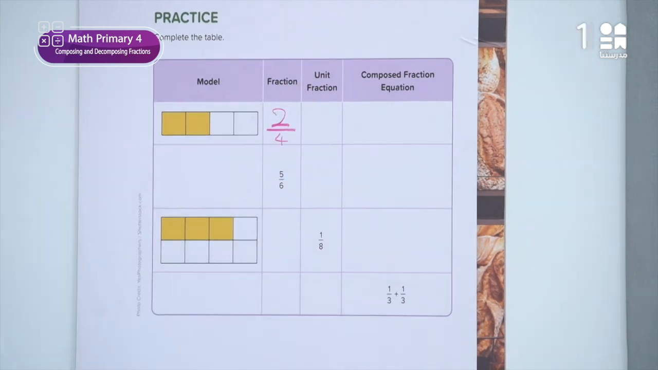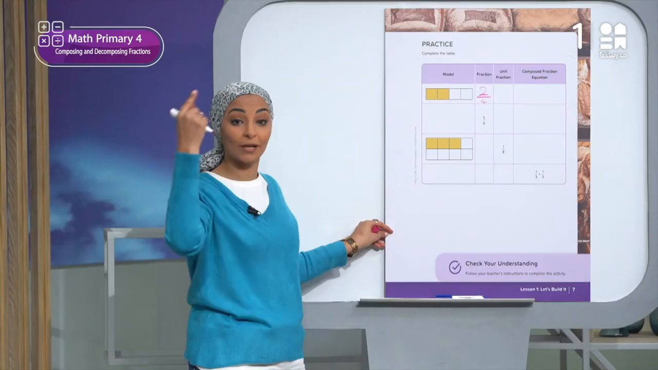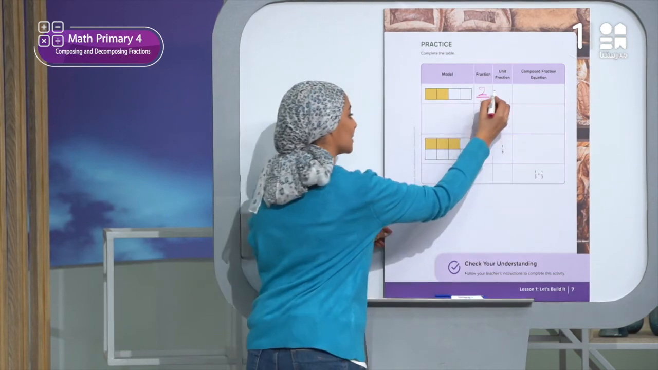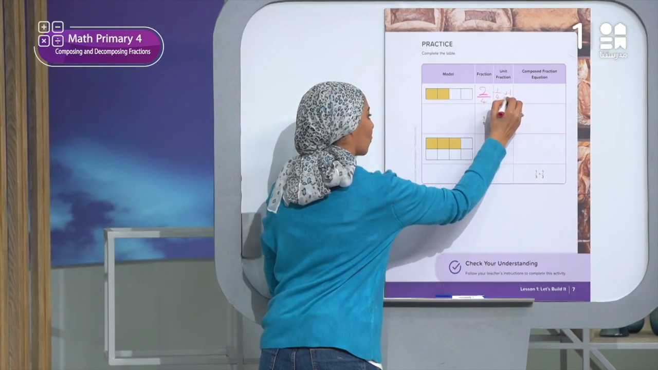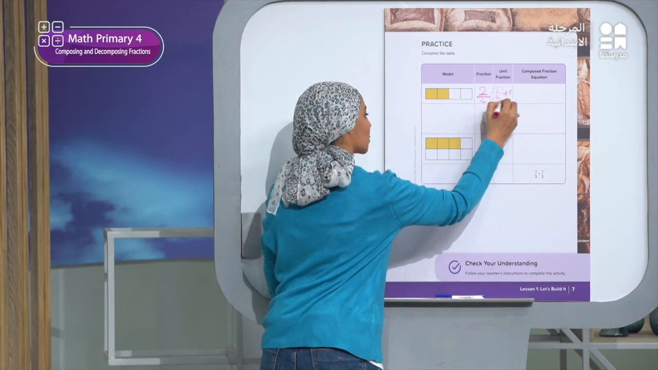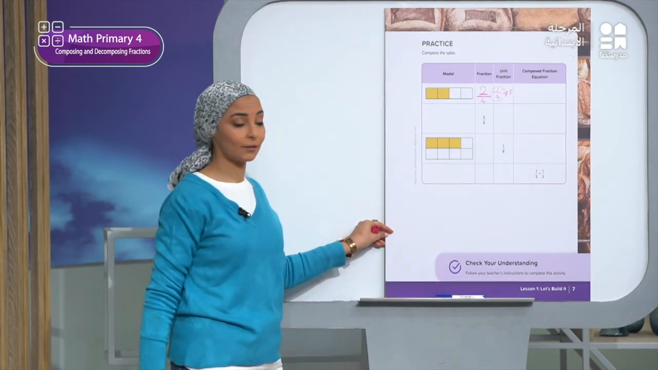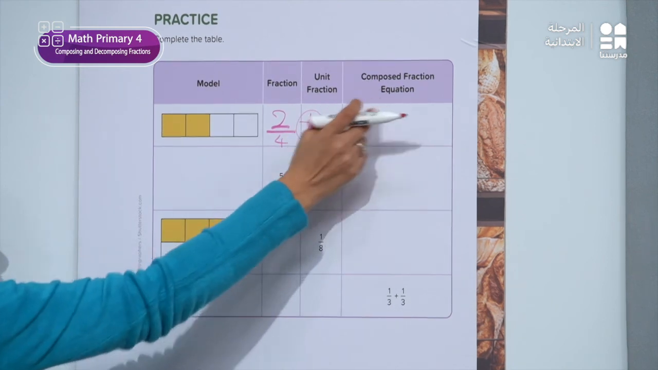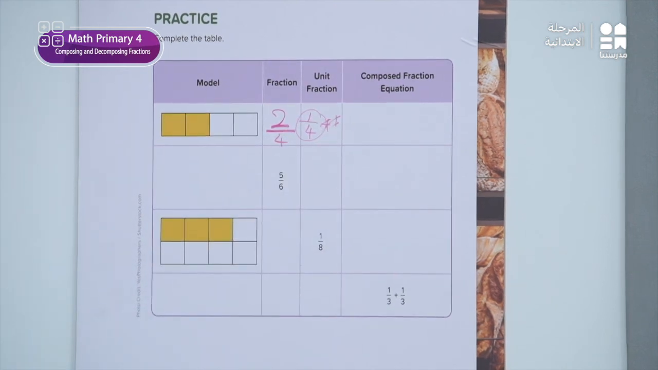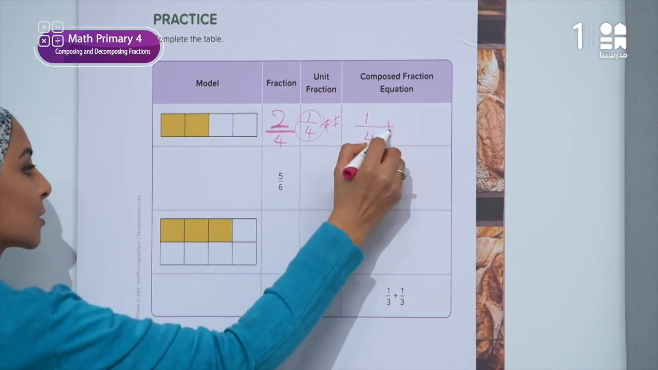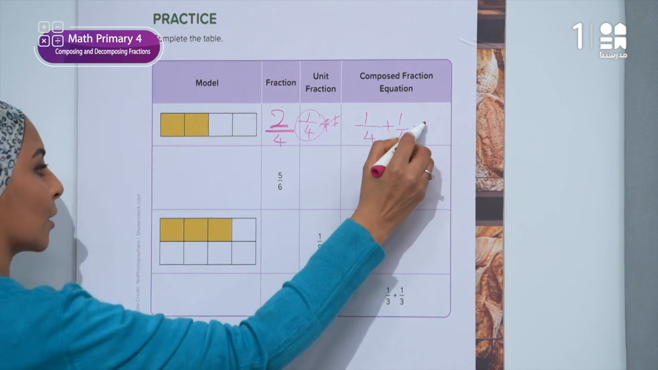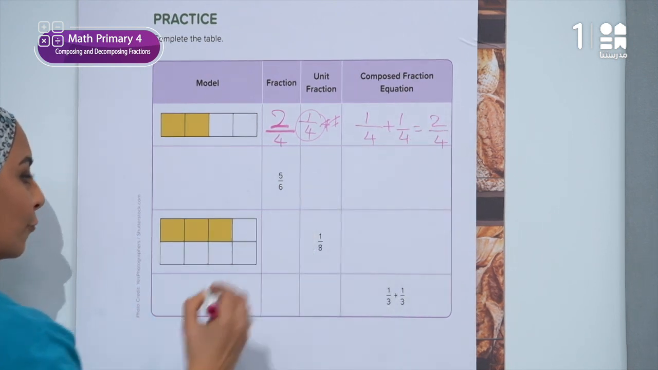What about the unit fraction? احنا قلنا الunit fraction يعني numerator is 1. يبقى أنا عندي هنا 1 over 4 plus 1 over 4, where the unit fraction is 1 over 4 only, right? So, let's compose fraction equation. What is the composed fraction equation? هكتب الإيكويشن بتاعتي اللي هي 1 over 4 plus 1 over 4 equals 2 over 4.